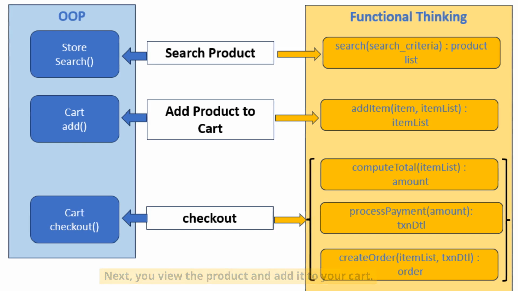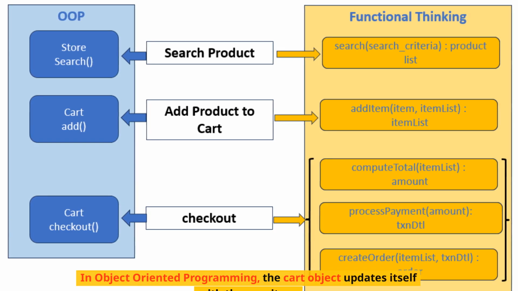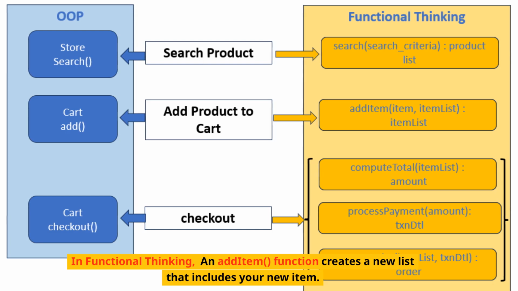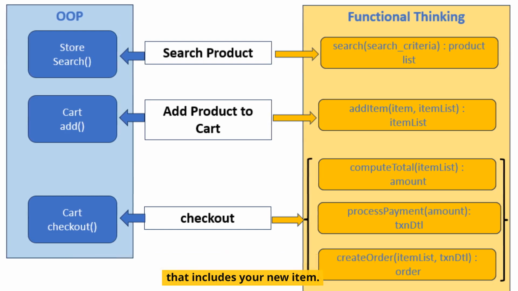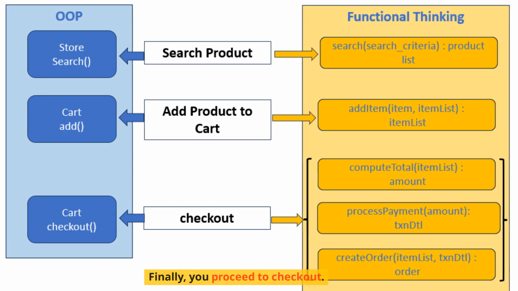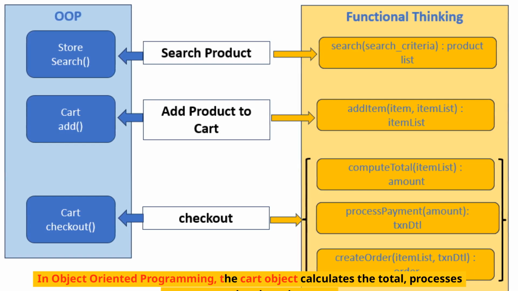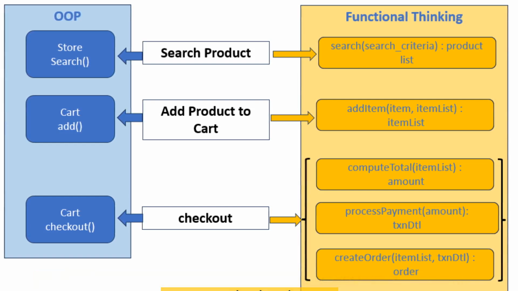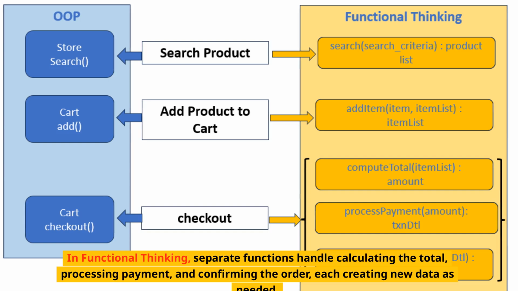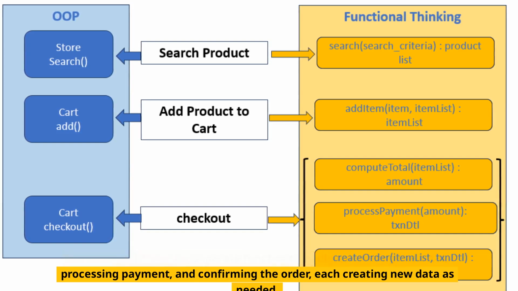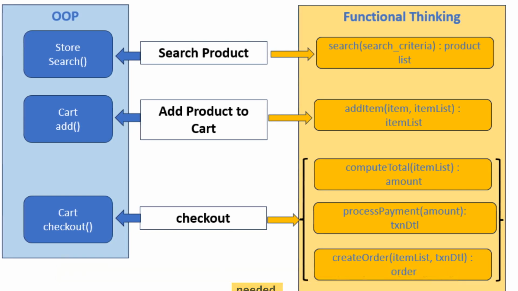Next, you view the product and add it to your cart. In object-oriented programming, the cart object updates itself with the new item. In functional thinking, an add item function creates a new list that includes your new item. Finally, you proceed to checkout. In object-oriented programming, the cart object calculates the total, processes payment, and updates its state. In functional thinking, separate functions handle calculating the total, processing payment, and confirming the order, each creating new data as needed.